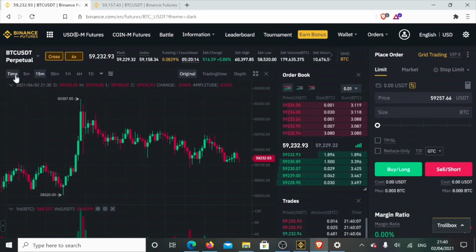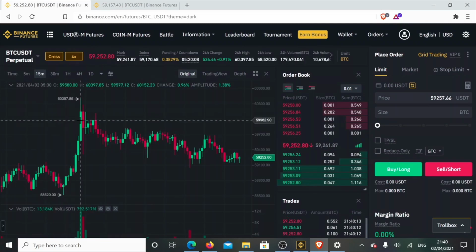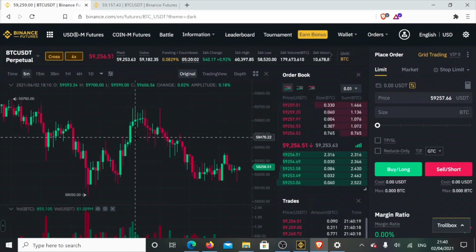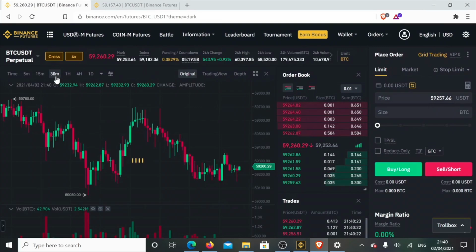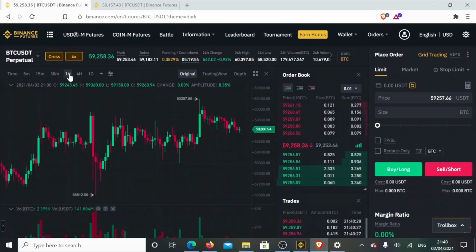Okay, so here is the time. You can change the time of this graph. Right now it's on 15 minutes. If I want to see how this graph looks like at 5 minutes interval, you click on 5 minutes and you can see this is the 5 minutes time graph. You can click on 30 minutes. This is the 30 minutes time graph. You can click on 1 hour and so on and so forth.